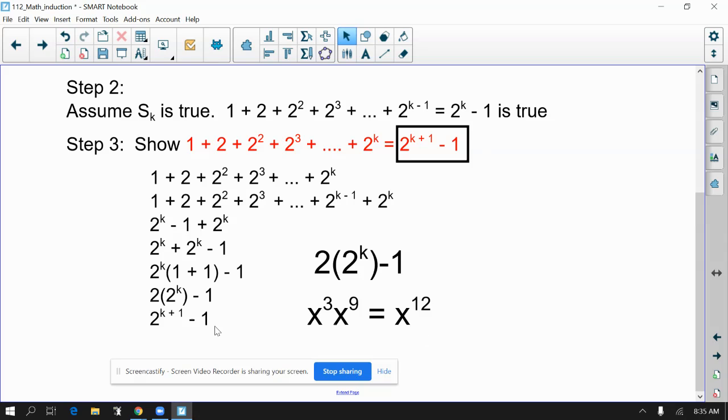Or think about it this way. You didn't write x squared to the 12th, did you? X to the third times x to the ninth is simply x to the 12th. It's not x squared to the 12th. So we shouldn't write this as 4 to the k plus 1. It's just 2 to the k plus 1. I've got 1, 2 right here, and I've got k 2s right here. So altogether, I've got k plus 1 2s that I'm multiplying.